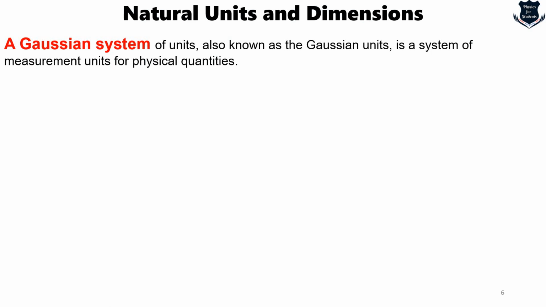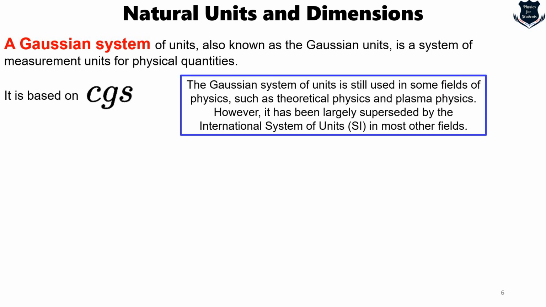It is actually a metric system of physical units that is based on centimeter, gram, second, that is CGS, and it is the most common of the several electromagnetic unit systems based on CGS units. It is also called the Gaussian unit system or Gaussian CGS, or often just CGS units. The Gaussian system of units is still used in some fields of physics. However, it has been superseded by SI, the International System of Units, but it is used in certain areas.